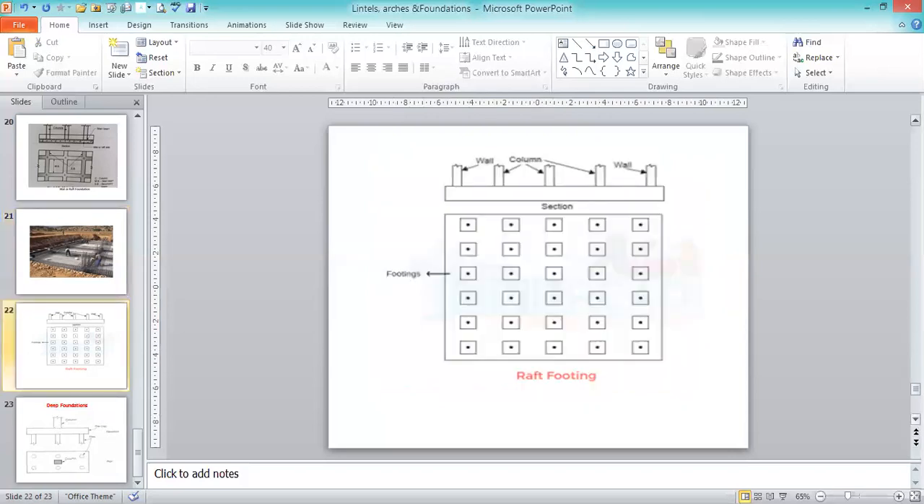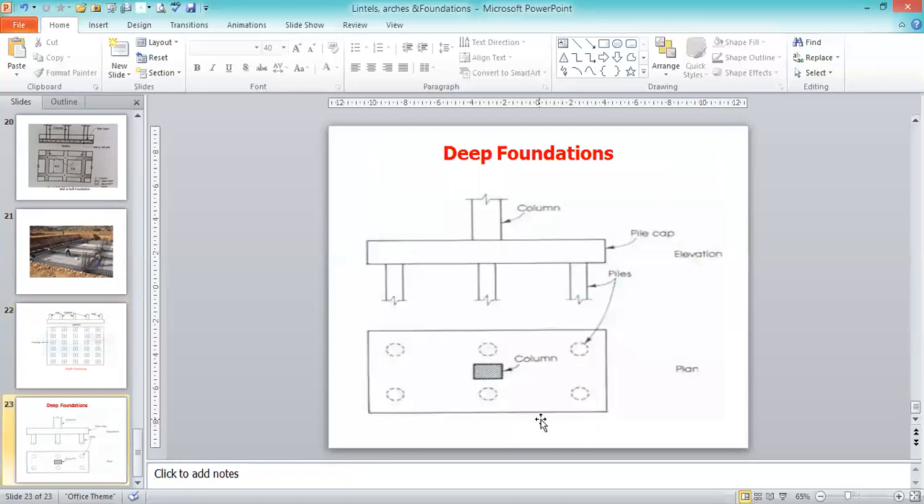Then this is also another diagram, which is going to explain the raft footing or the raft foundations. Then another type of foundation is going to be called a deep foundation. Till now, whatever we discussed is going to be called the shallow foundations.